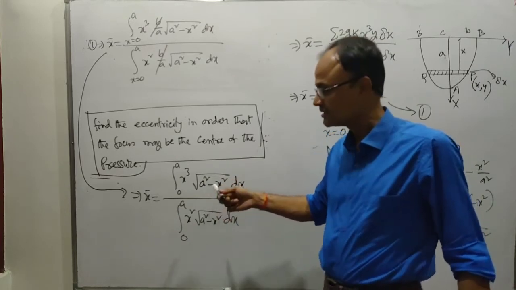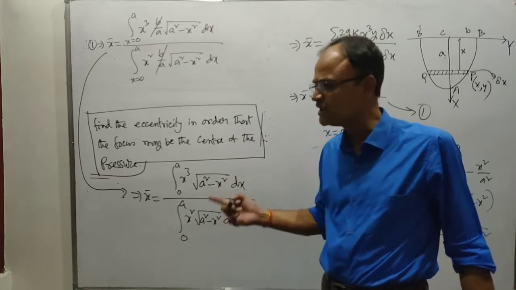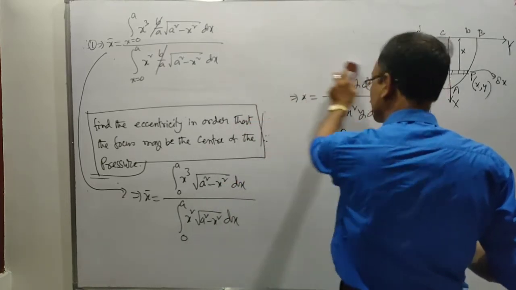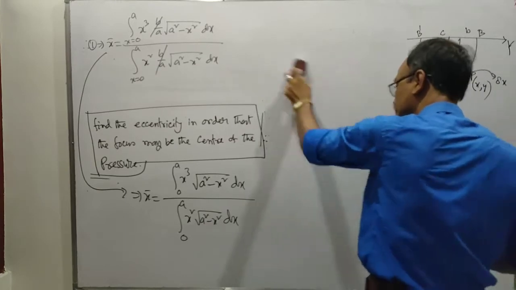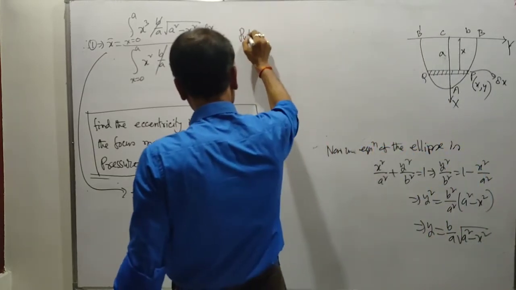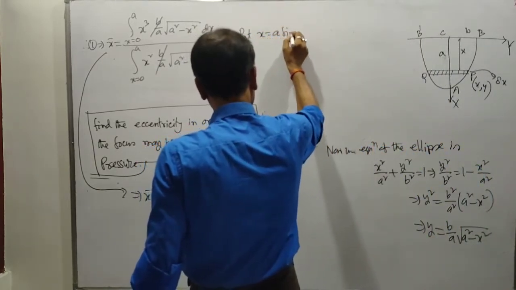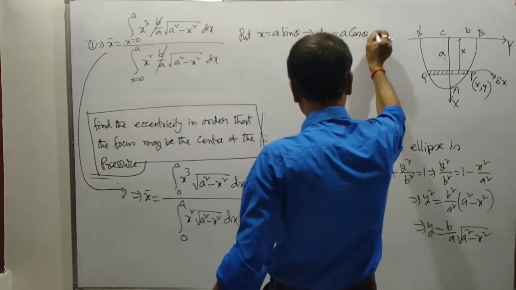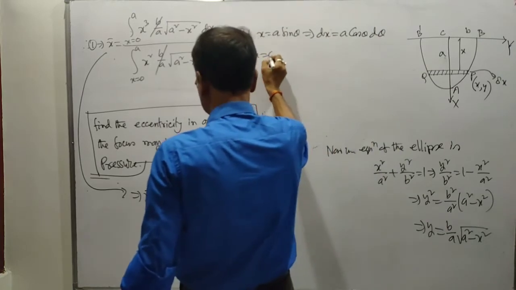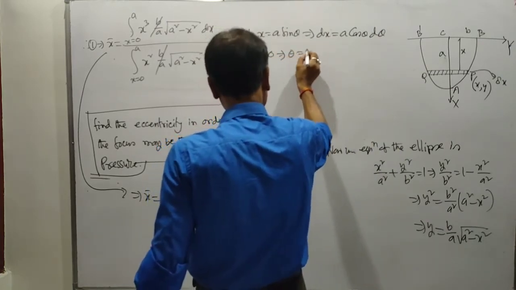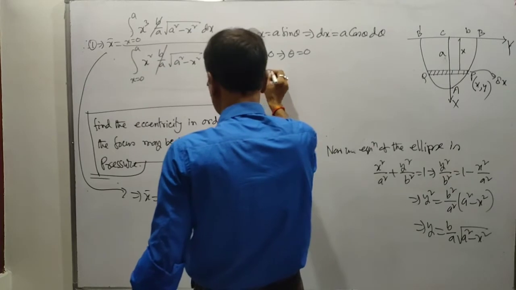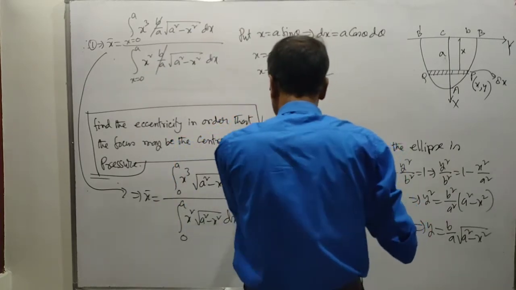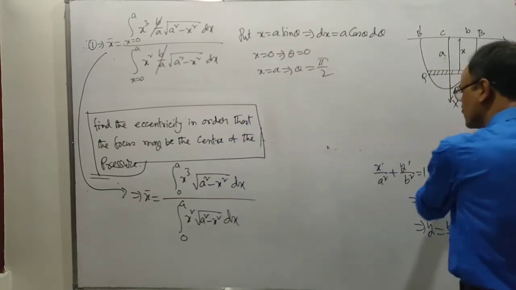Standard substitution: put x equal to a sin theta. Then dx equals a cos theta d theta. X equal to 0 implies theta equal to 0. X equal to a implies theta is equal to pi by 2.